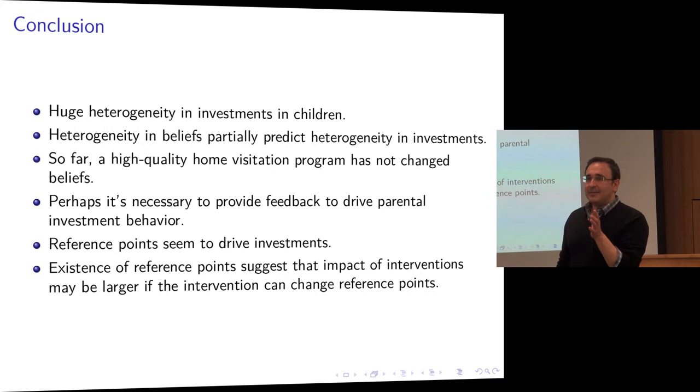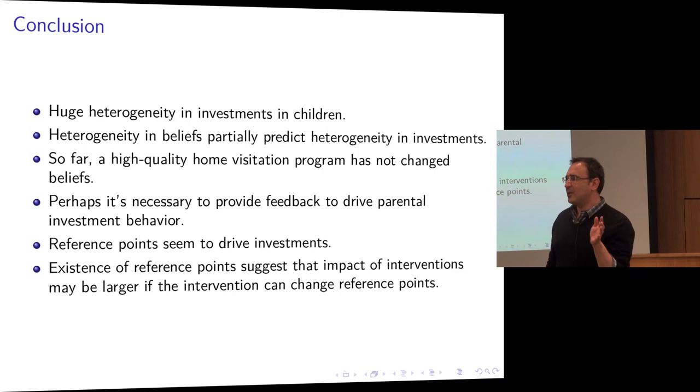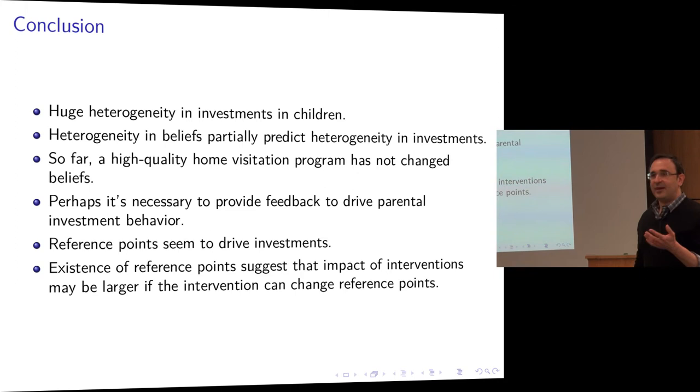If you really want to include all the variables that we observe about parents and children, you would explain 15%. And I don't think 85% is measurement error. This is after you accounted for whatever measurement error you already identified from the data, which is actually very large. The variance of measurement error is twice as large as the variance of investment. Even after you accounted for the variance of measurement error, you still know only about 15% of this heterogeneity.